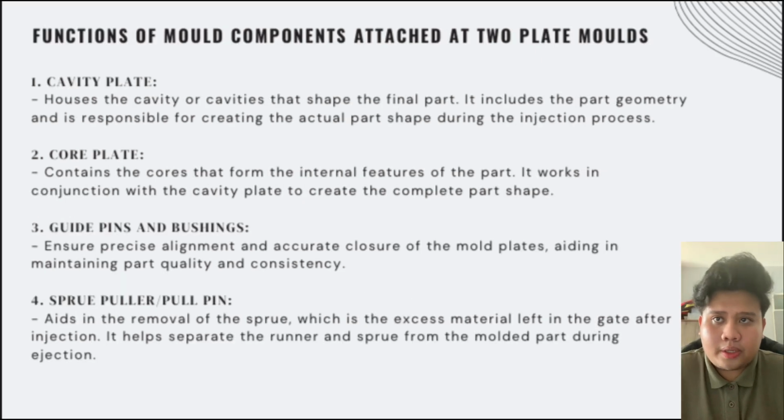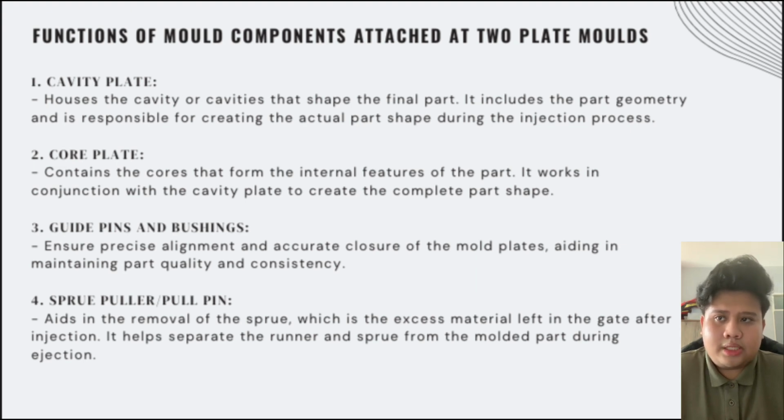Function of mold components attached to the 2-plate mold. First is the cavity plate. It houses the cavity or cavities that shape the final part. It includes the part geometry and is responsible for creating the actual part shape during the injection process. Number 2 is the core plate. It contains the core that forms the internal features of the part. It works in conjunction with the cavity plate to create the complete part shape.